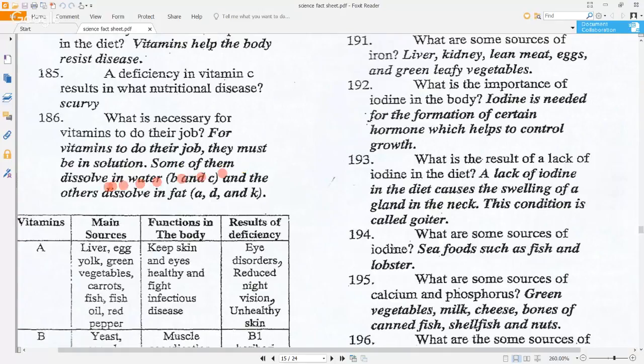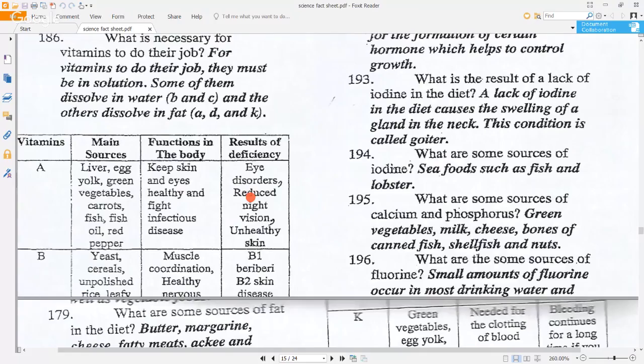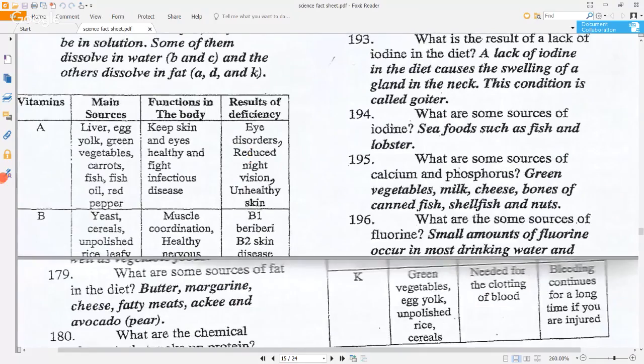Some of them dissolve in water, like vitamin B and C, and others dissolve in fat, like vitamins A, D, E and K. Let's look at this little table that we have here. We have vitamins, main sources, the functions in the body, and the results of deficiency.